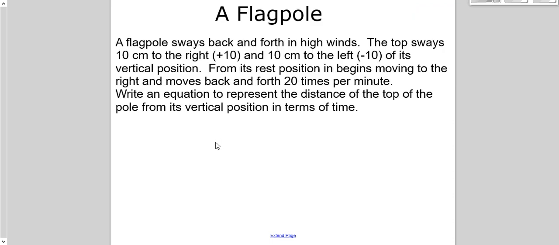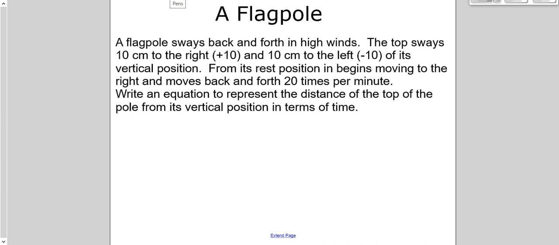Let's start with a flagpole. So we have a flagpole, it sways back and forth in high winds. The top sways 10 centimeters to the right, which is plus 10, and 10 centimeters to the left, which is negative 10 from its vertical position. From its rest position, it begins moving to the right and moves back and forth 20 times per minute. Write an equation to represent the distance of the top of the pole from its vertical position in terms of time.